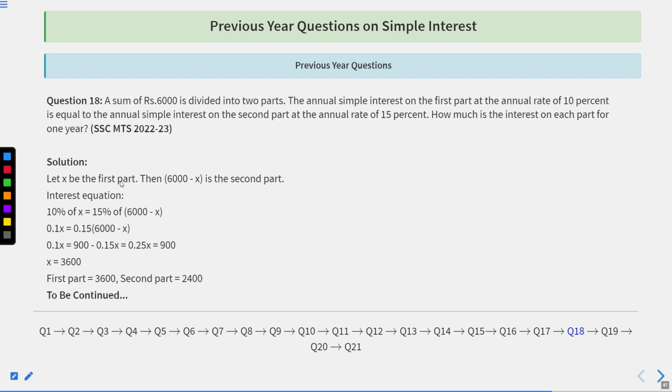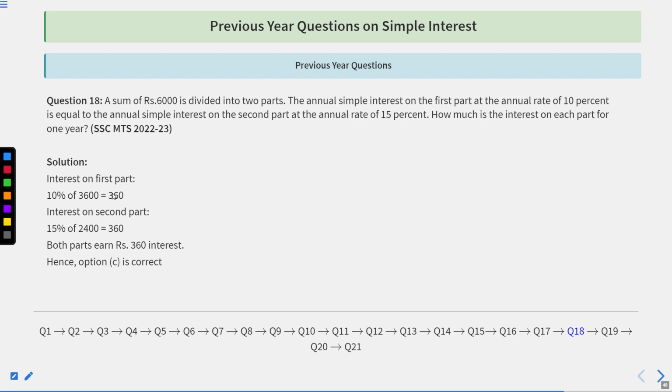Let x be the first part. Then 6,000 minus x is the second part. So the interest equation will be 10% of x equal to 15% of (6,000 minus x). So 0.1x equal to 0.15 times (6,000 minus x). So 0.1x is equal to 900 minus 0.15x, so 0.25x equal to 900. So x is equal to 3600. So the first part is 3600 and the second part is 2400.